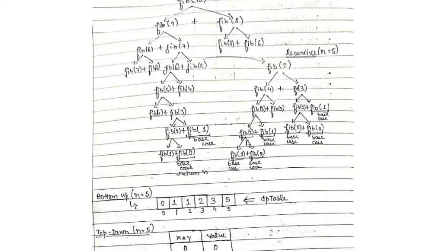And what does that 1 signify? That 1 signifies that the second number in my Fibonacci series is 1.